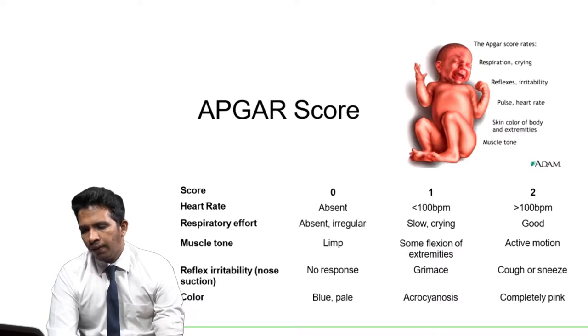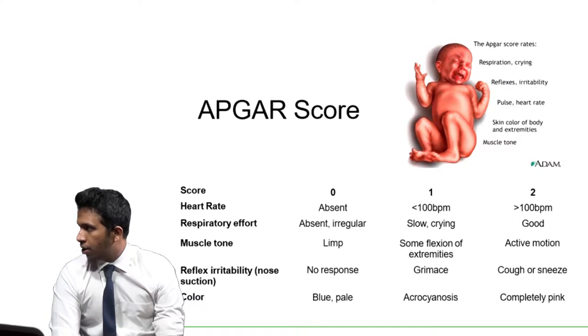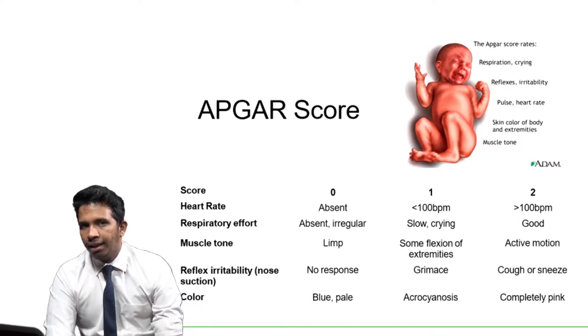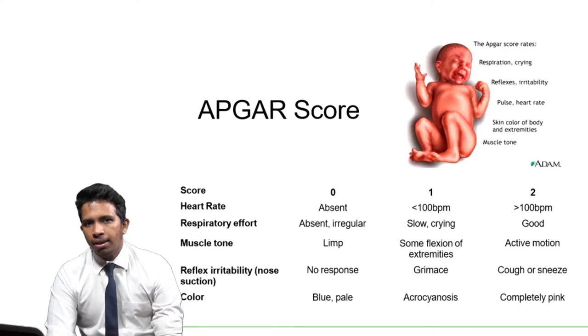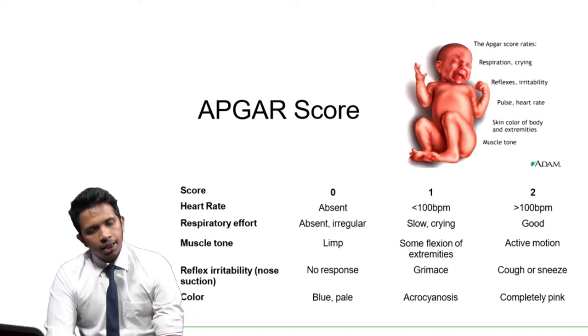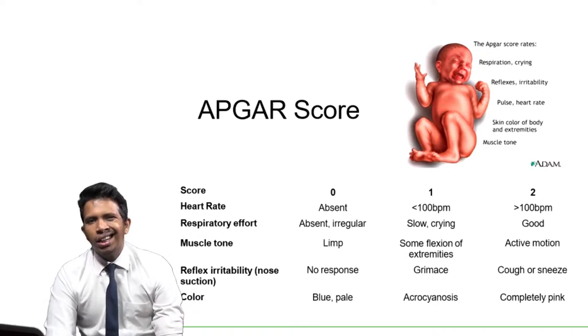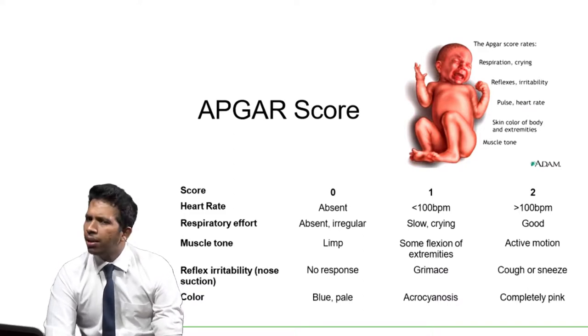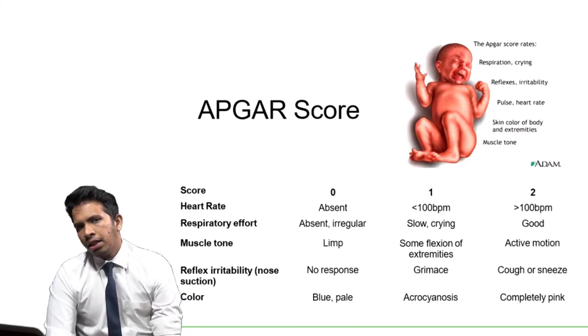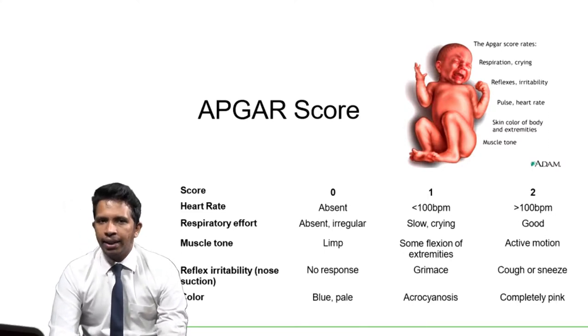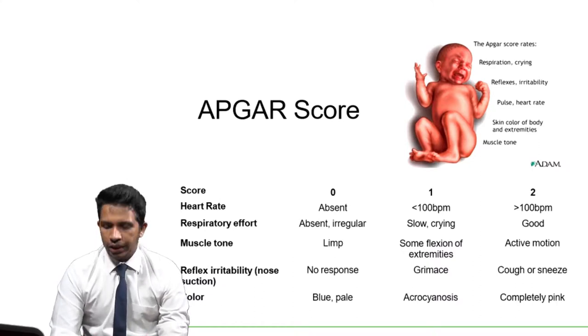Similarly, for respiratory effort, a score of 0 indicates absent or irregular breathing. A score of 1 indicates a slow crying pattern of breathing. And a score of 2 is good, normal breathing. The muscle tone, a score of 0 means a limp muscle tone. A score of 1 means some flexion of extremities, but it's actually not that normal. And the score of 2 will be active motion. The child is actively flexing and moving.